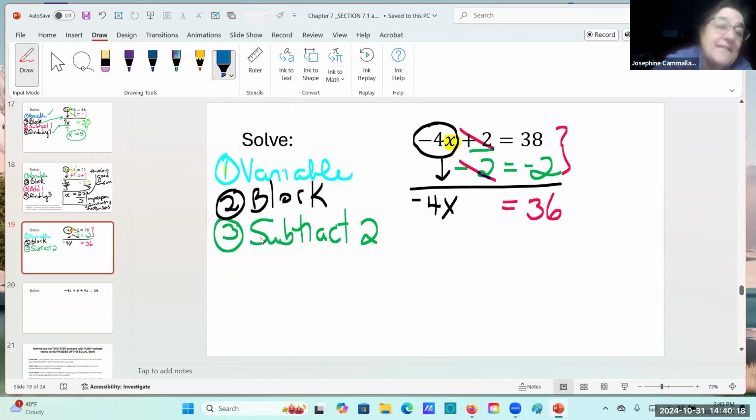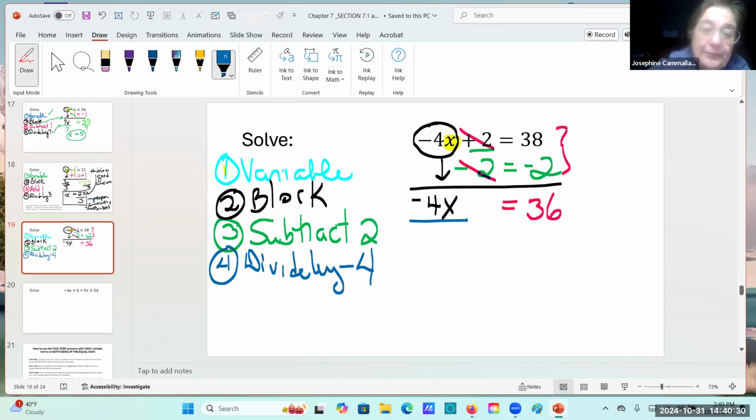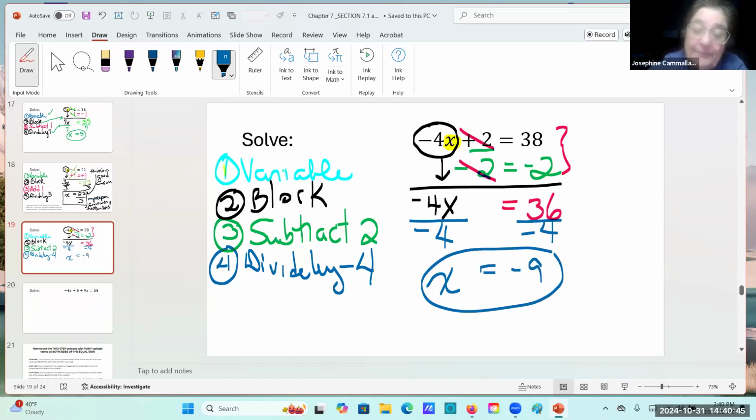Now, my last step is I'm going to divide by negative 4. And why do I divide by negative 4? Because this x has got to end up being positive. And this will give me negative 9. Huh?